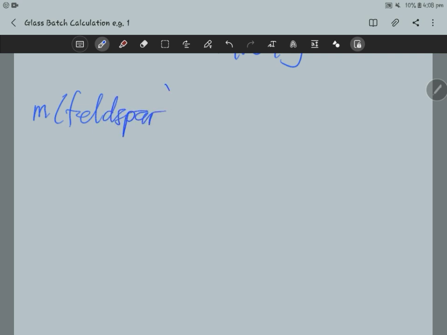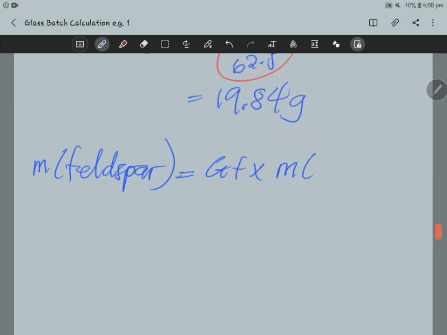right? And from what we're checking at that side, we know it's the same as having the gravimetric factor and multiplying it by what? The mass of a component that we are looking for, right? So at the moment, our aim is to find Al2O3. This is our aim right now. So let's see.